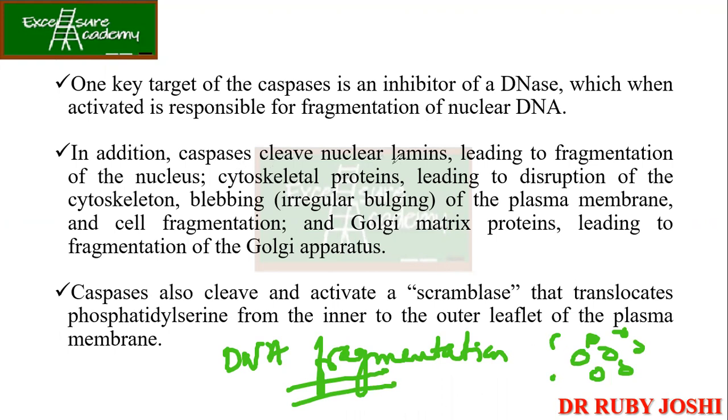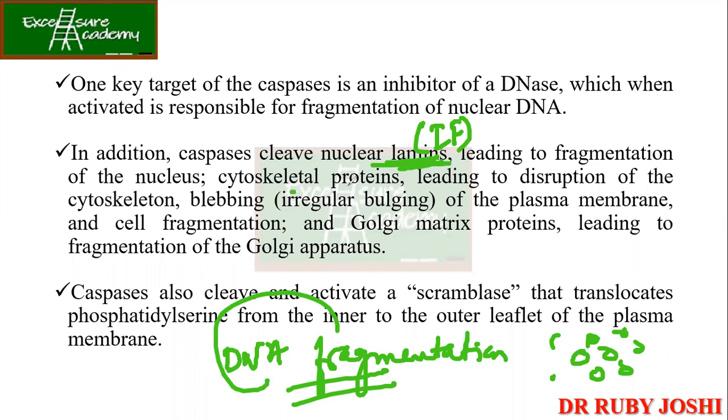Now it also cleaves nuclear lamins. Nuclear lamins कहाँ present हैं आपके nucleus में, right? Nuclear membrane में. These lamins are nothing but your intermediate filaments, right? Lamin A, B, C अगर आपको याद है तो. So these lamins are the structures which help to hold the nucleus. अब जब आपका DNA ही पूरा fragment हो रहा है तो nucleus को रख के क्या फायदा? So the nucleus also starts getting fragmented. तो इसलिए क्या होता है? Caspase क्या करता है? Nuclear lamins को cleave करना शुरू कर देता है. And finally it leads to the fragmentation of the nucleus.